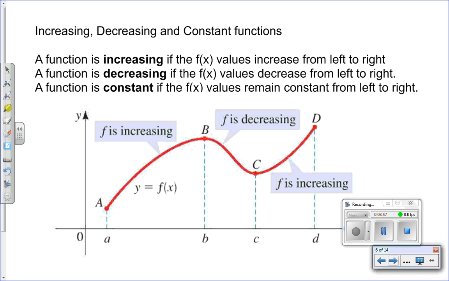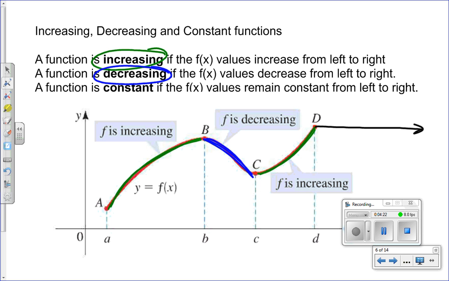All right, so terminology: increasing, decreasing, and constant. A function is increasing if the y values, the f of x values, increase from left to right. So the increasing part of this is going to be from A to B, and then from C to D. And then the decreasing part, if the f of x values decrease from left to right, will be from B to C. There is no part of this example that is constant. If I added on a constant part, it would look like this. Constant means it's a straight line from left to right.